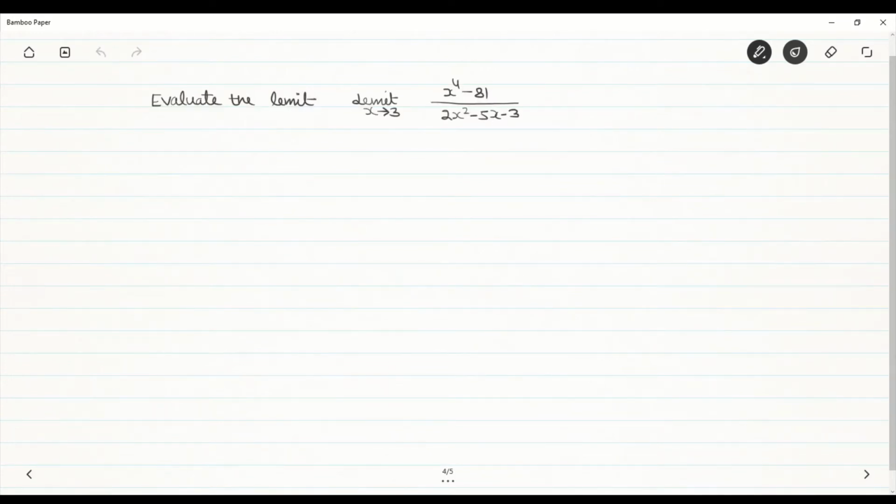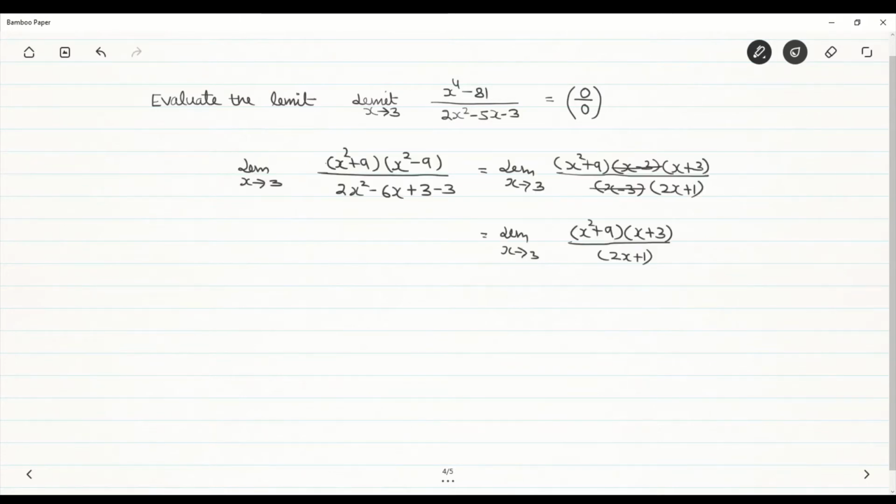Now let's take another question. We have to evaluate the limit of this function. Now it's a function (x to the power 4 minus 81) upon (2x square minus 5x minus 3). Let's apply the direct substitution method, which means if I substitute x as 3, interestingly my answer would be 0 by 0, which is obviously meaningless. So this means the direct substitution method is not working here. I will have to apply the factorization method. Once we cancel the common terms, now the expression looks like this.